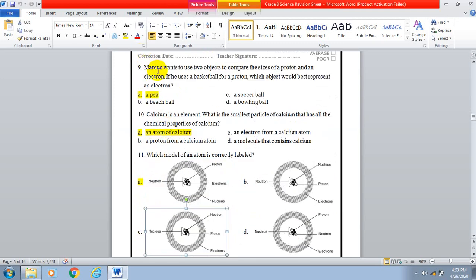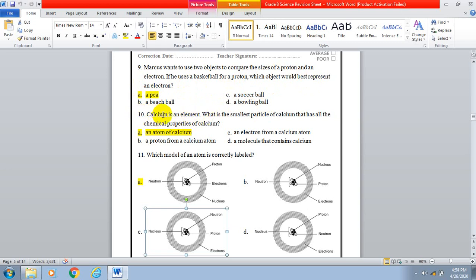For the ninth option, Marcus wants to use two objects to compare the size of protons and electrons. If he uses a basketball for a proton, which object would best represent an electron? A pea, a beach ball, a soccer ball, or a bowling ball. A pea. Okay?